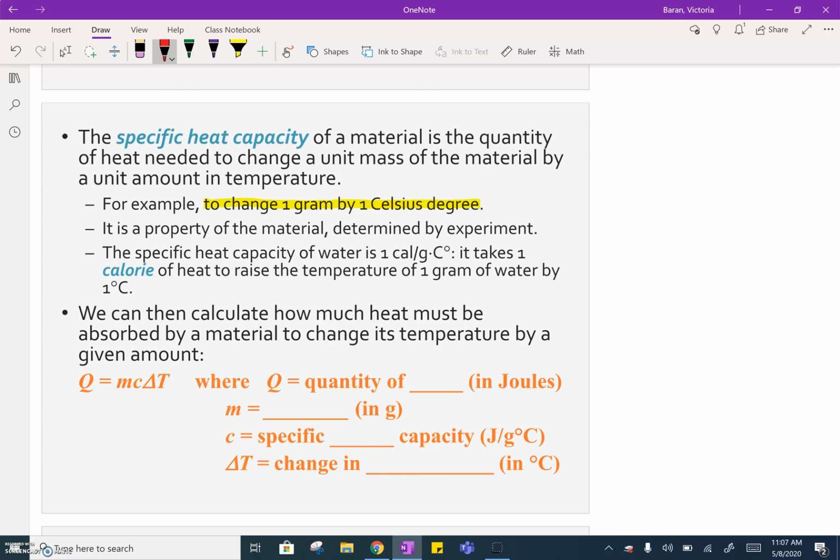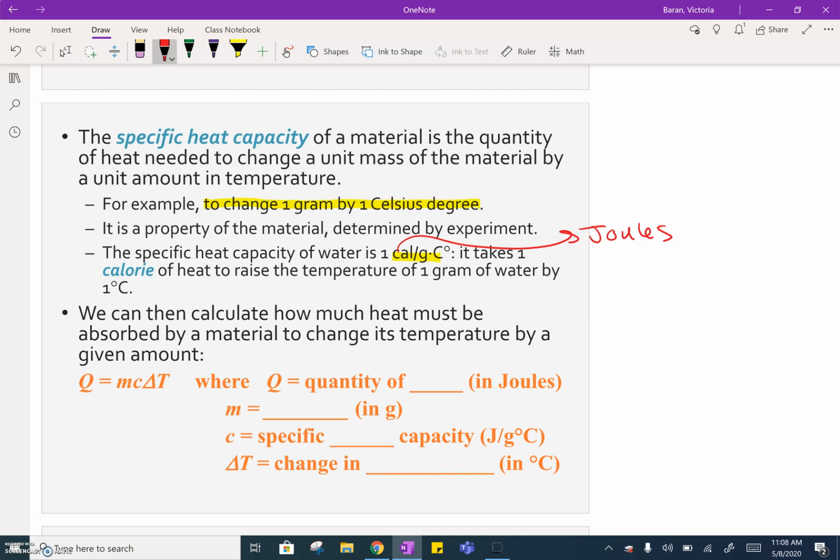Now, oftentimes you're going to see a specific heat with this unit right here, calories per gram degree Celsius, but instead of calorie, you might also see joules as well. And for water, if we're talking about calories per gram degree Celsius, again, calories and joules, this is a way that we're measuring heat. The specific heat of water is 1 calorie per gram degree Celsius. So it takes 1 calorie, which is a measurement of heat, to raise the temperature of 1 gram of water by 1 degree Celsius.